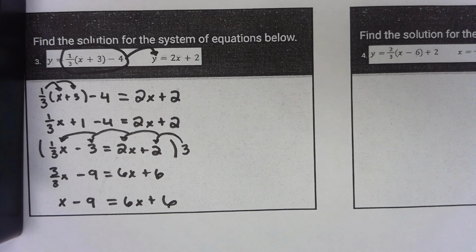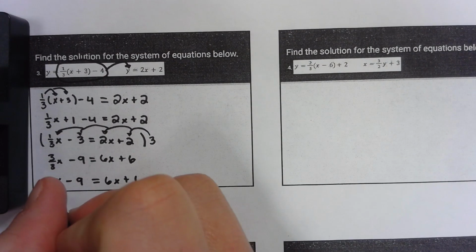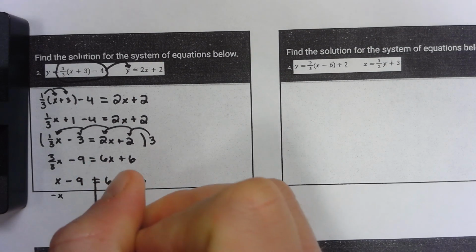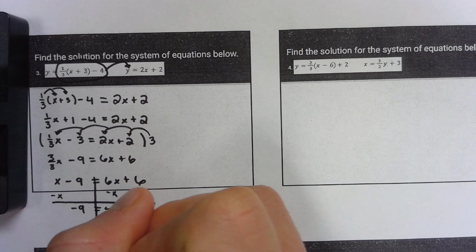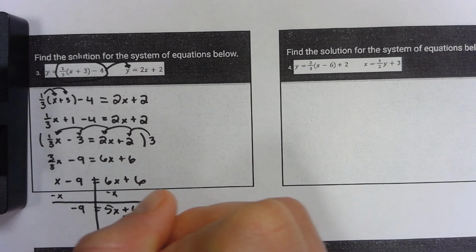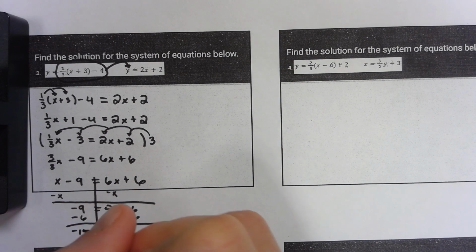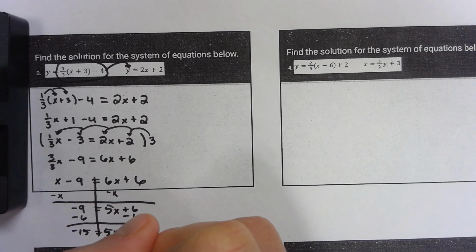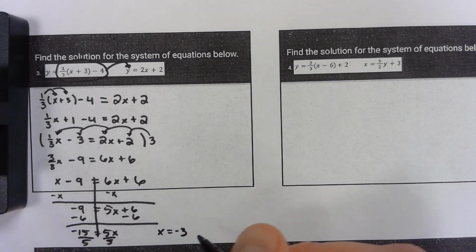And now I'm on my way, and I don't have to deal with any fractions. Okay, so now I'm going to get the x's on the one side. So let's subtract x. So negative 9 equals 5x plus 6 and minus 6. So I get negative 15 equals 5x. Divide by 5. And I get x equals negative 3.